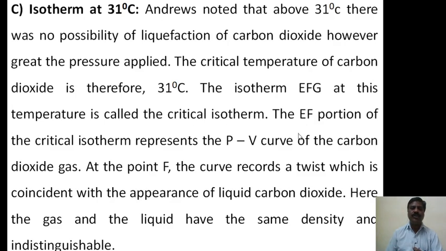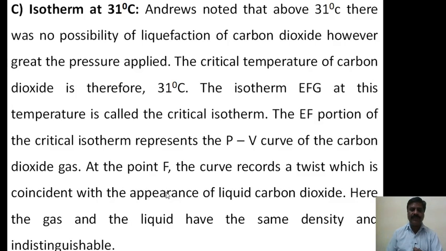The EF portion of the critical isotherm represents the pressure-volume curve of the carbon dioxide. At the point F, the curve records a twist which coincides with the appearance of liquid carbon dioxide. Here the gas and liquid have the same density and are indistinguishable. Here, at this particular temperature, that is the F point now.